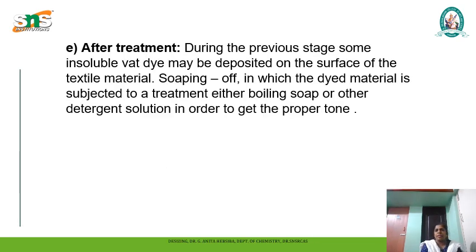After treatment: during the previous stage, some of the insoluble VAT dye may be deposited on the surface of the textile material. So we have to remove them for proper fixation and to ensure washing fastness. Soaping off is one of the after treatments suitable for VAT dyes. So what is happening during soaping off? During the soaping off process, the dyed material is subjected to treatment with either boiling soap or other detergent solution, in order to get rid of the loosely held dye and to get the proper tone on the fabric. So this after treatment is suitable for VAT dyes.